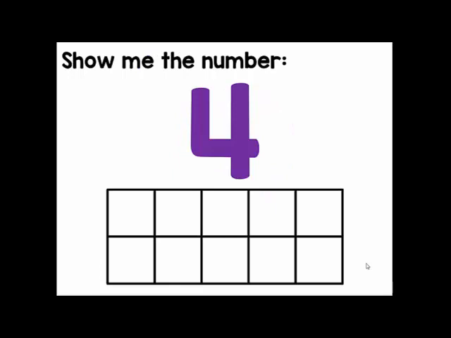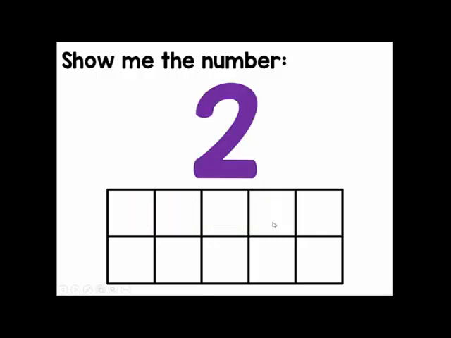Let's have a look. How do we show number 4 on the tens frame? How many counters do we need to put? 4. There are 4 counters. 4 yellow counters. 1, 2, 3, 4. Let's show number 2 on the number frame. There are 2 counters. 1, 2.